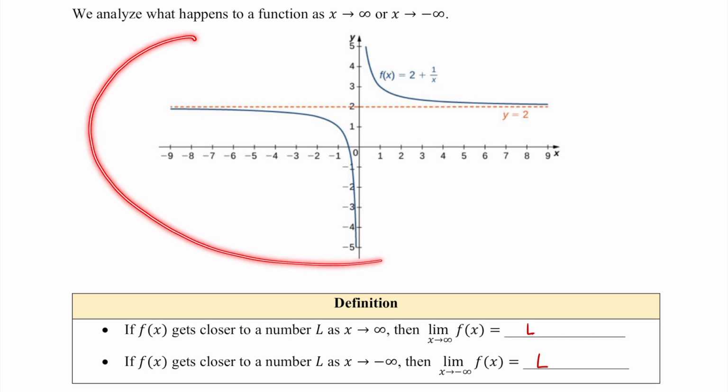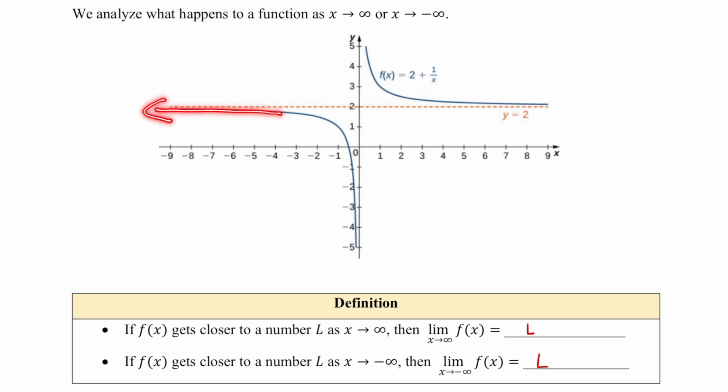If you look at the graph here, you can see the function getting closer and closer to a horizontal line as x moves left or right. That number it is approaching is the value of the limit at infinity. In this case, L is 2. So we say the limit of f of x as x approaches infinity is 2. And the limit of f of x as x approaches negative infinity is also 2.